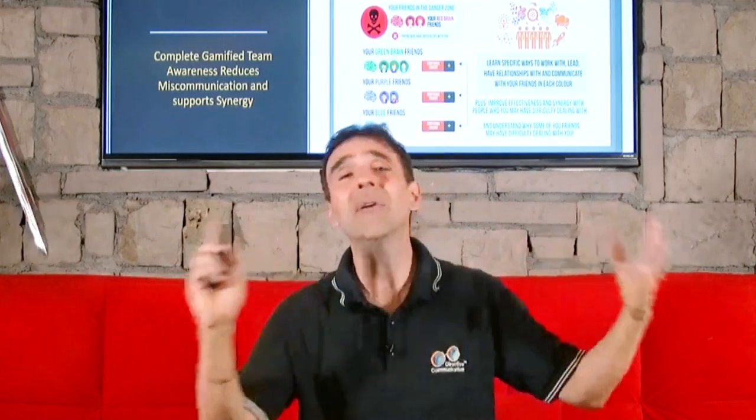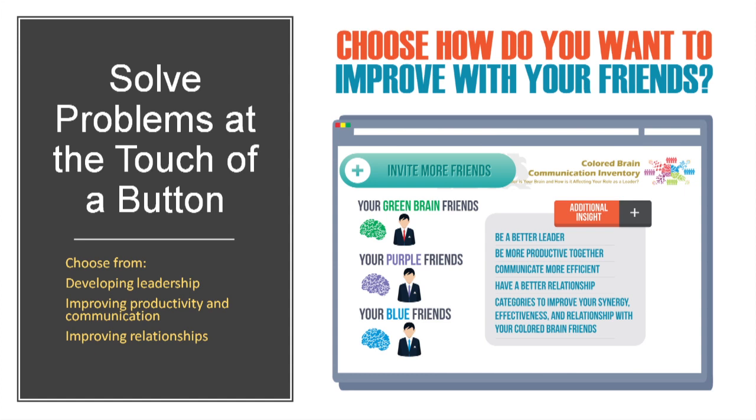What if I am green-brained, and I need to know how to lead a purple brain? Okay, was all that stuff in the videos? Do I need to remember all of these different things? I don't have time to remember all this stuff. And that's why the system has a list of things that you can actually do.